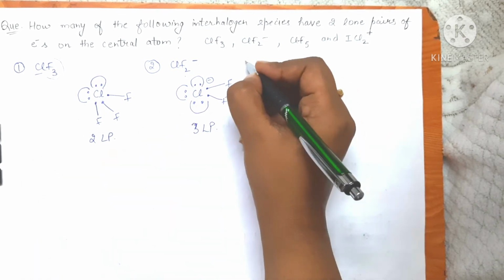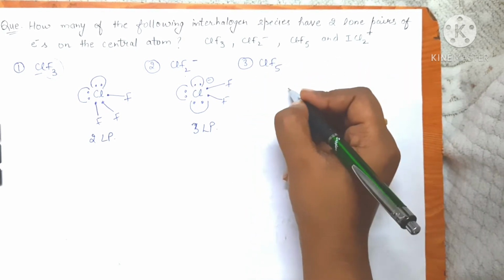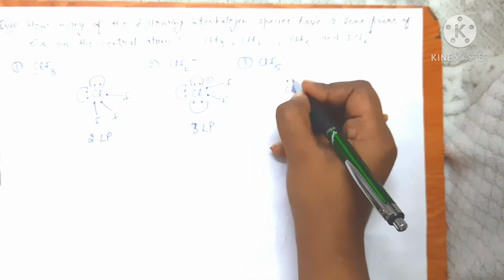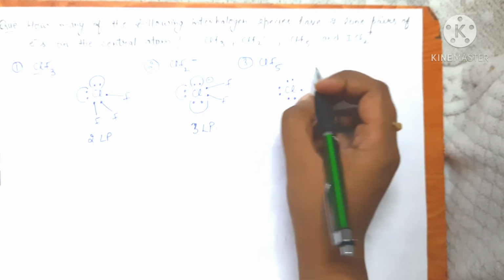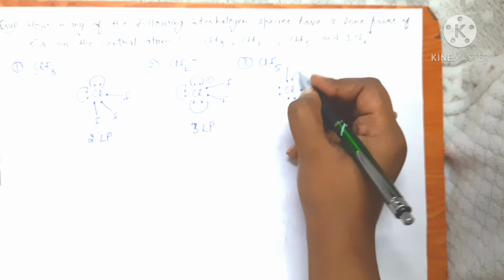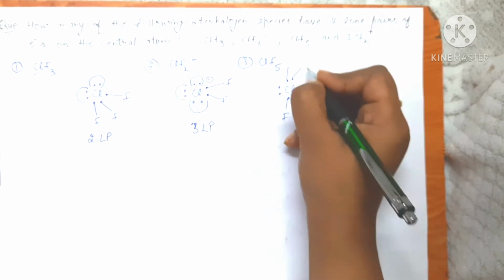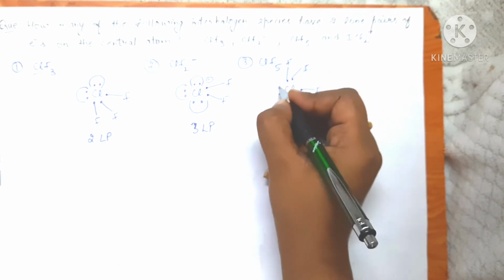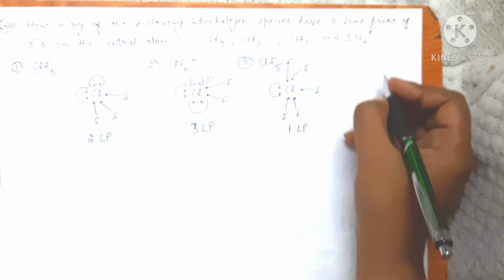Now moving on to the third molecule, which is ClF5. Here also chlorine is going to have 7 electrons in the valence shell. Now we have to attach 5 fluorines. Fluorine is univalent, so it will be attached like this. So this molecule is having 1 lone pair on the central atom.